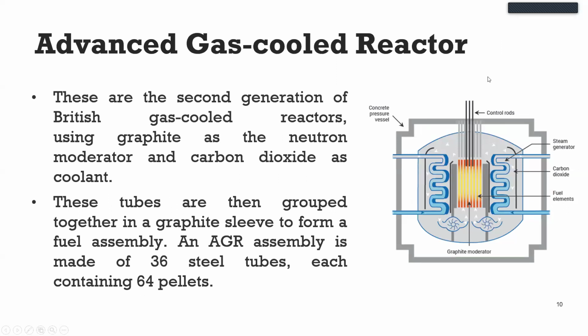The other one is the advanced gas-cooled reactor. These are the second generation of British gas-cooled reactors, using graphite as the neutron moderator and carbon dioxide as coolant. These tubes are then grouped together in graphite sleeves to form a fuel assembly. And an advanced gas-cooled reactor assembly is made of 36 steel tubes, each containing 64 pellets.